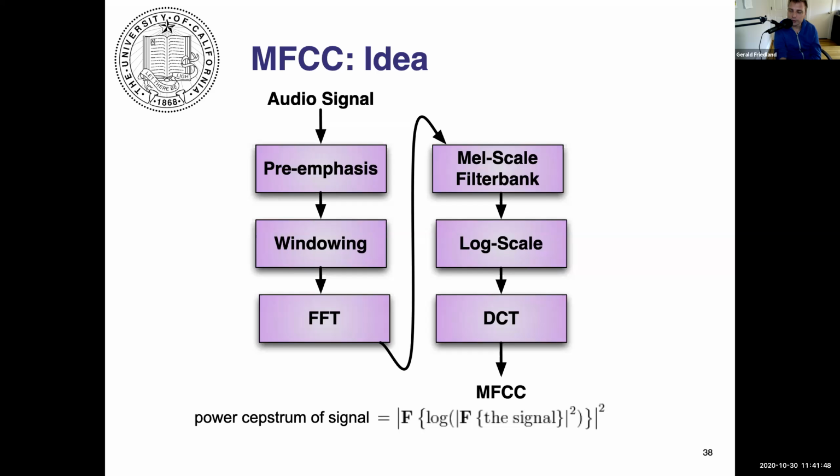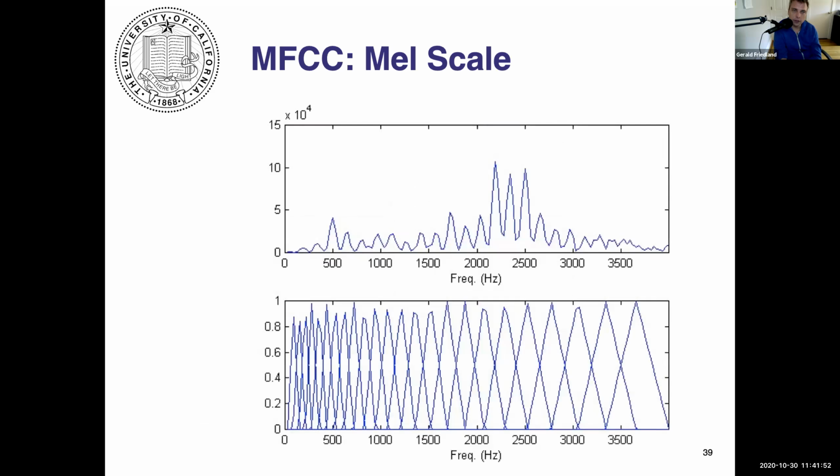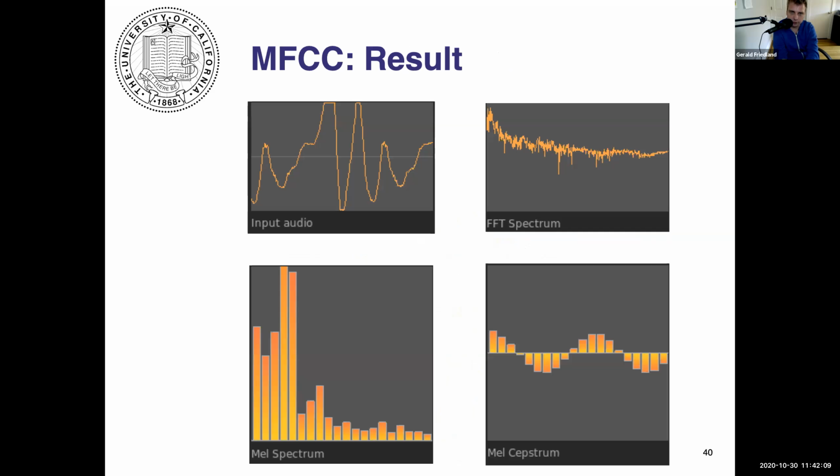Now, what does this do in reality? Well, first of all, let's take a look. If this is your audio signal, the original signal in the Fourier space, then you go and do that Mel scale, which is, here's a Mel scale filter bank on the bottom. It just looks like this triangular shaped thing, which gets rid of some frequencies. So the input audio on the left goes to the FFT, then you go to Mel spectrum, and then you go to Mel cepstrum.